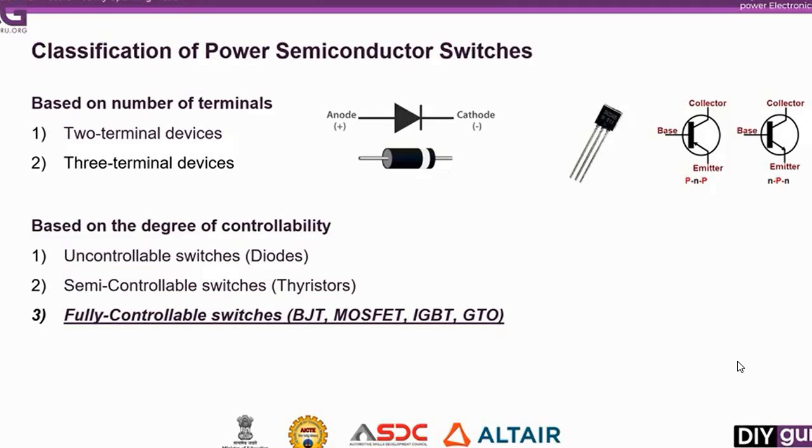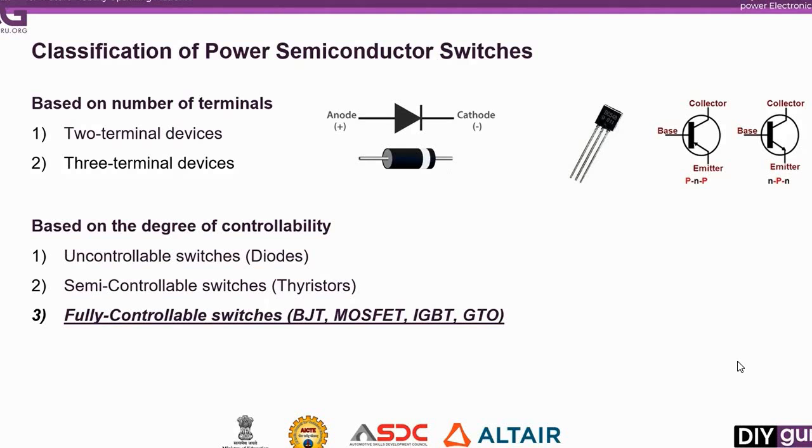Now, this fully controllable class of switches includes several devices depending upon multiple factors. Some of these devices are bipolar junction transistors or BJTs. There are MOSFETs, there are gate turn off GTO thyristors, and then we have insulated gate bipolar transistors, commonly known as IGBTs. There have been major advances in recent years in this category of devices. These devices can be turned on and off by control signals applied to the control terminal of the respective devices.